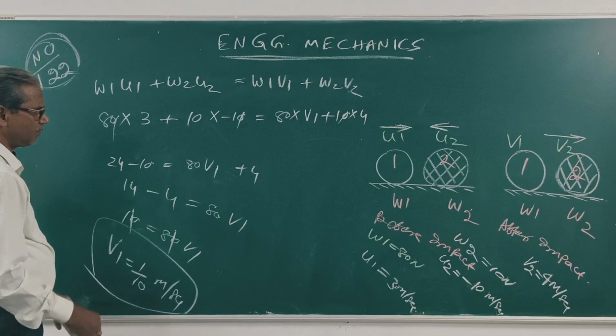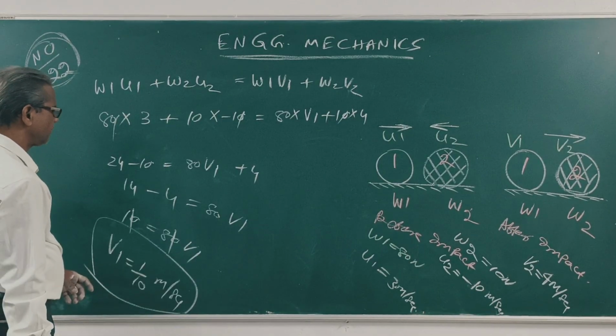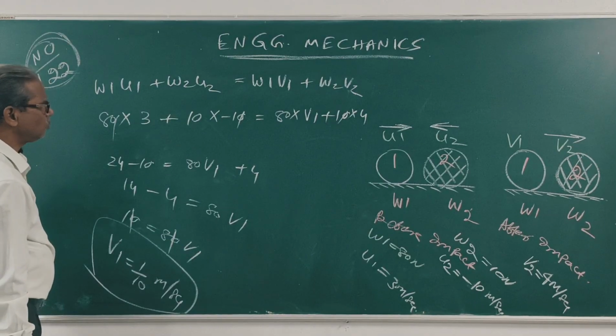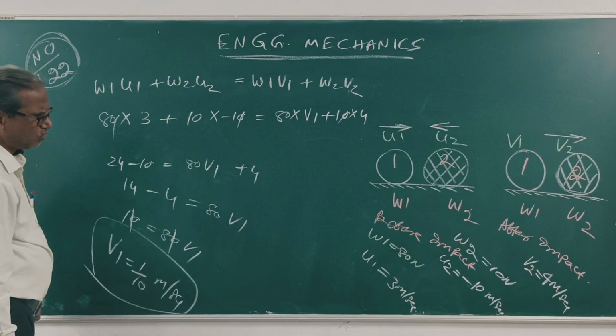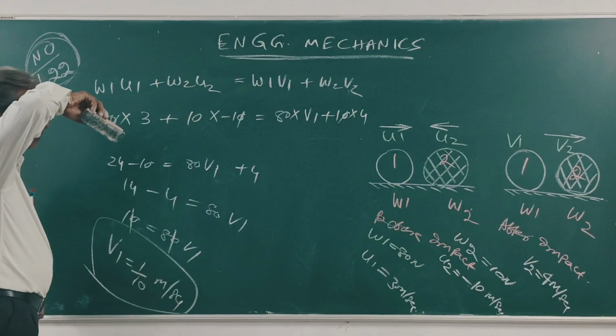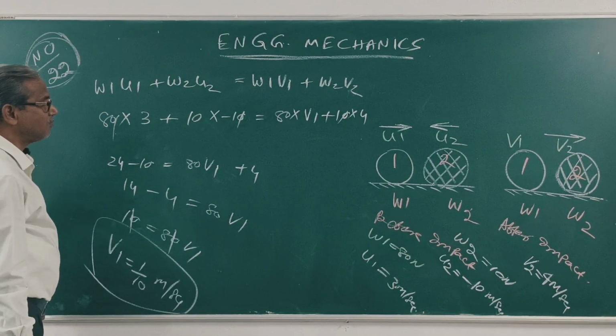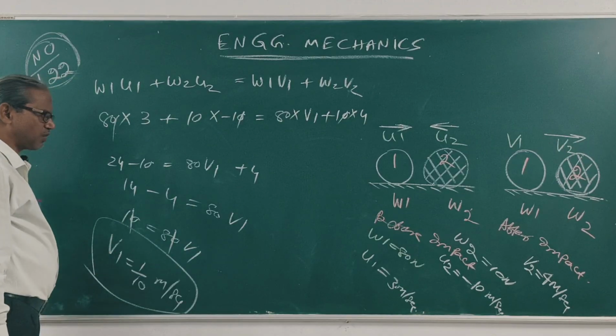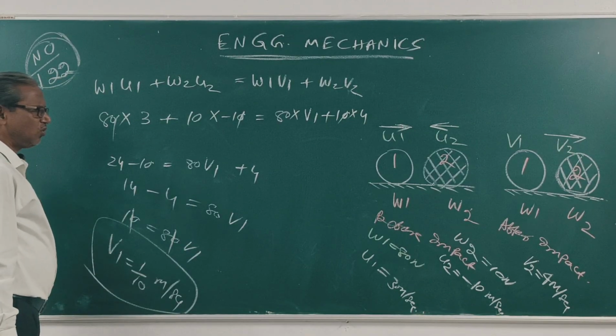Clear. U1 is 3, U2 is minus 10. You will find out V2 is 4. Clear? Double to 10, double on 80. Correct. 1 by 10 meter per second. Next we will find out E.